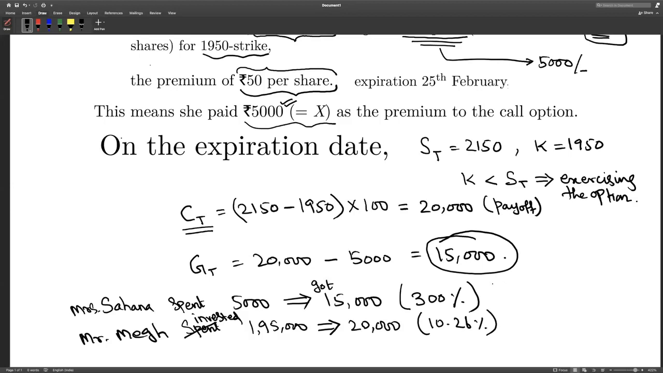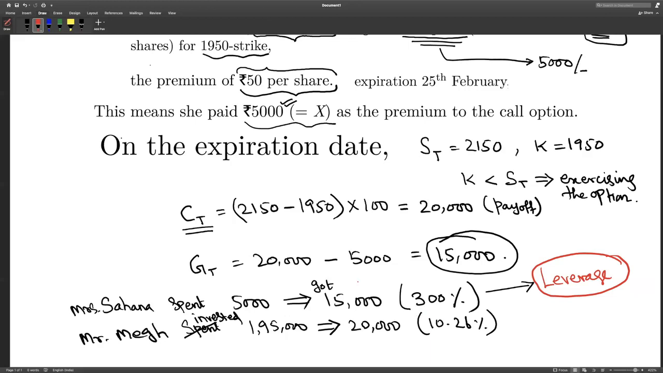So you can see that Sahana got a higher percentage return from the option. This concept is called leverage. So in other words, we can say that the call option that Mrs. Sahana opted for had provided a leveraged return to her.